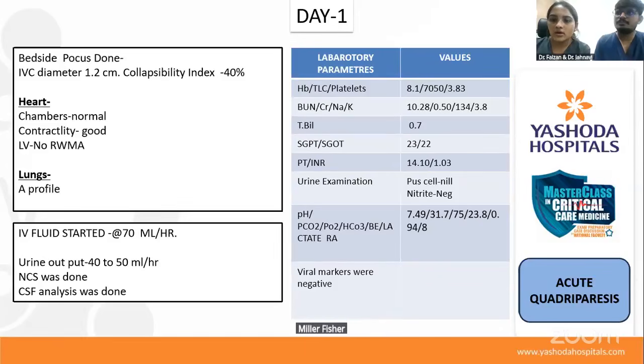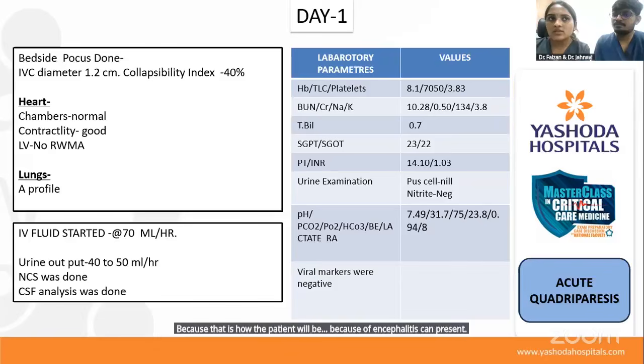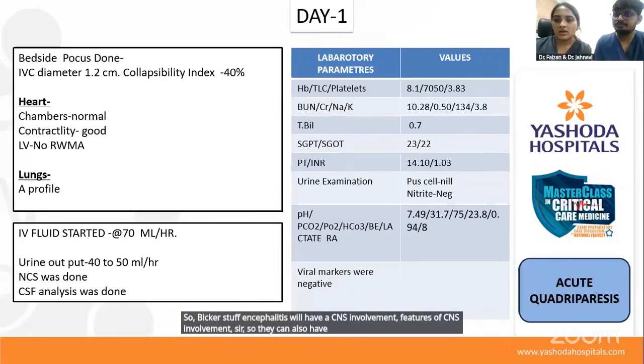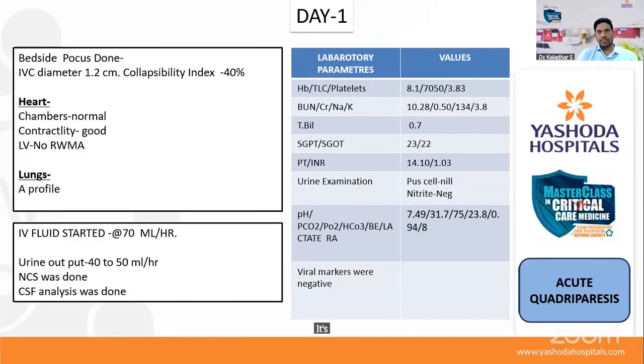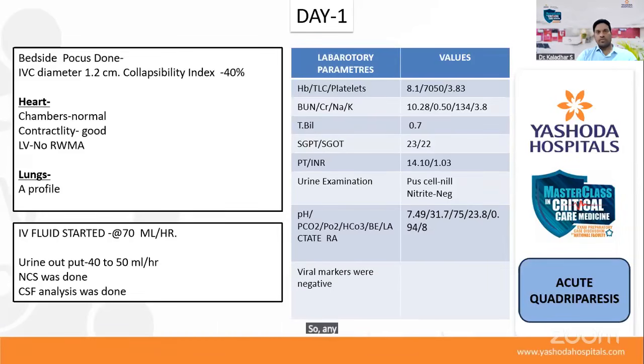Miller-Fisher is the triad of ataxia, ophthalmoplegia, and areflexia, sir. Bickerstaff is how the patient with Bickerstaff encephalitis can present. So Bickerstaff encephalitis will have features of CNS involvement, sir. So they can also have seizures. It's basically brainstem encephalitis. Yes. So the CNS involvement signs like altered sensorium or seizures are the most likely possibility along with ataxia and all. So any other variants that you know of?